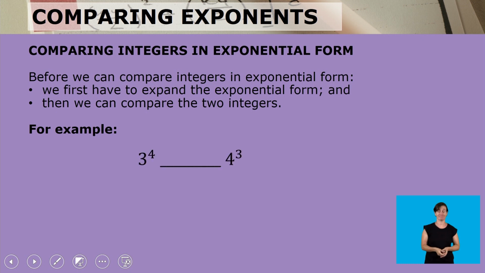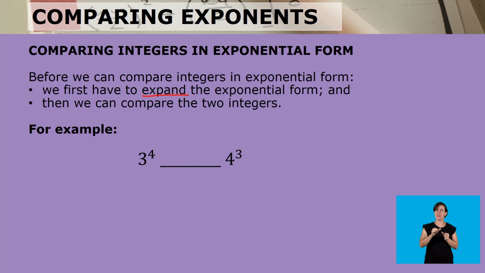So now when we have 3 exponent 4 and 4 exponent 3, before we can compare these two integers, because we really cannot tell which one is bigger or which one is smaller, we need to first expand them before we can compare them. Now looking at that 3 exponent 4, we know that is 3 multiplied by 3 multiplied by 3, and we multiply that by 3. And we also know that on this side, the 4 exponent 3, that is going to be 4 multiplied by 4 multiplied by 4.